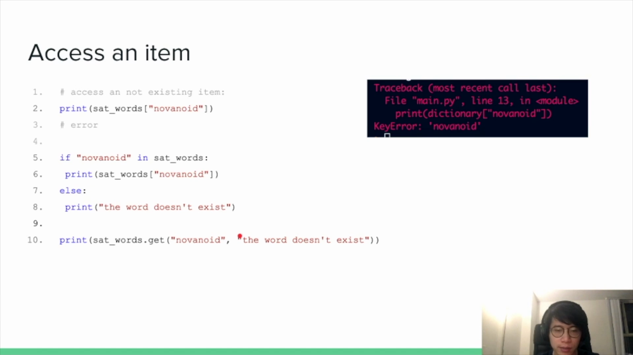So in this case, if nova noi exists, it will print the definition of nova noi. If it doesn't exist, then it will print the word doesn't exist message. So generally, we want to do this check whenever we try to access an item in the dictionary, because we don't want our program to break, and sometimes it's just really difficult to know which keys are in our dictionary, because sometimes it could get really big.